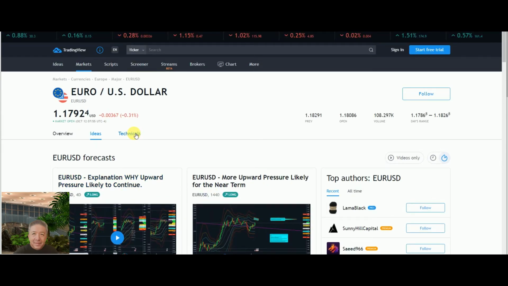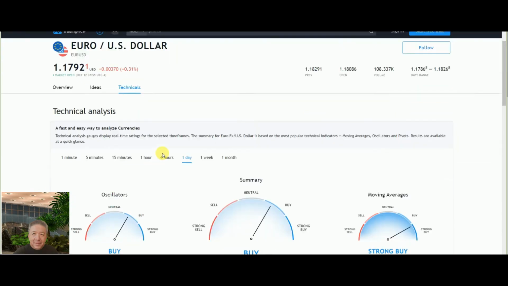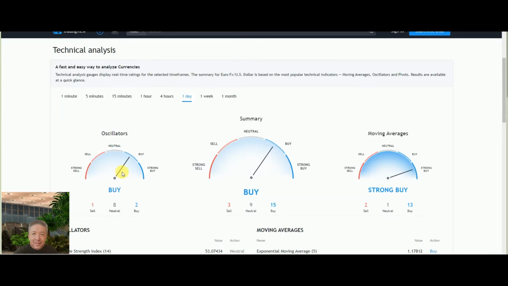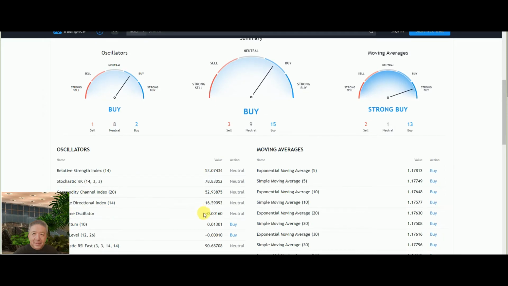And this is what I love, this one: technicals. Of course, the default is 1-day view. Look at this: oscillators, moving average, and then the summary. For oscillators, they're featuring relative strength index, which we usually feature. Look at the value now, 53. Of course, it's neutral. Stochastic, 78, neutral. Commodity channel index, neutral. Average directional index, we do this often, 16.5, neutral. Awesome oscillator, neutral, although it's negative.